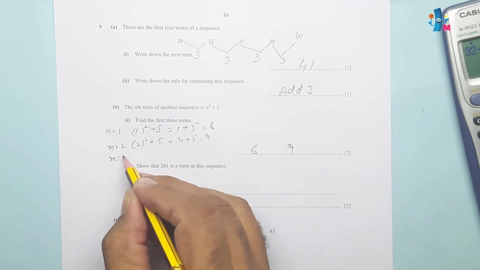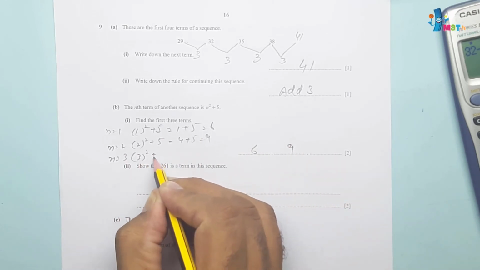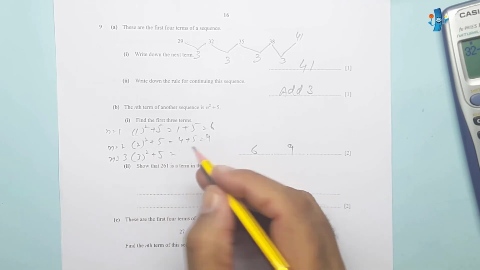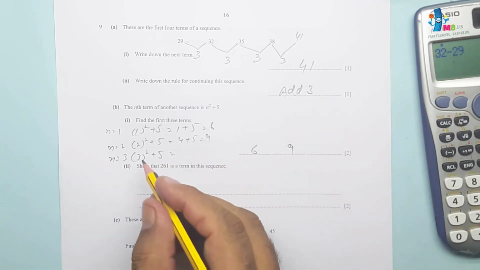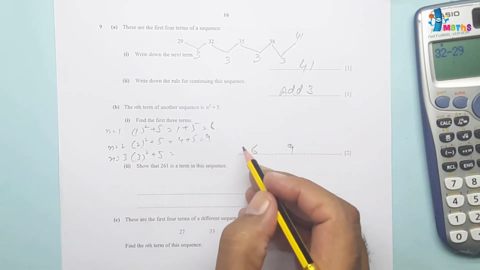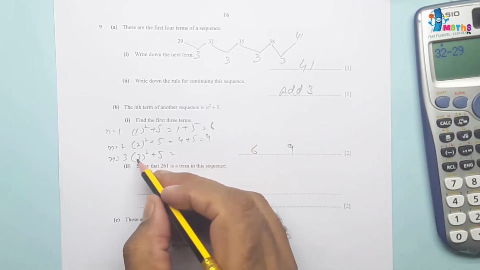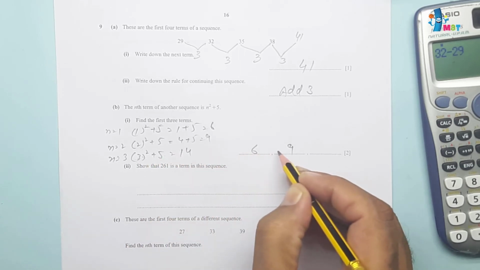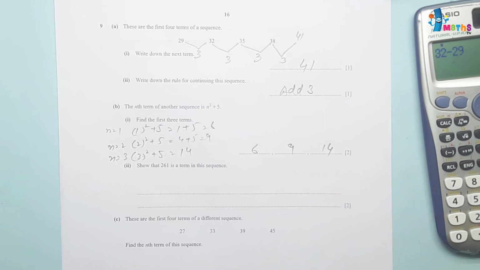Then n is equal to 3. This will be 3 squared plus 5. 3 squared is 9, sorry. 9 plus 5 will be 14. So our third term will be 14.